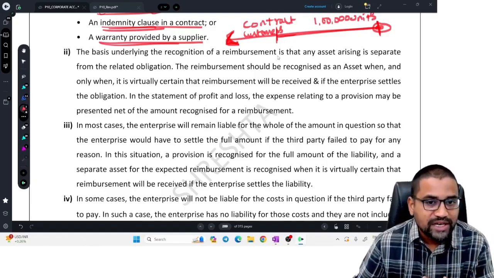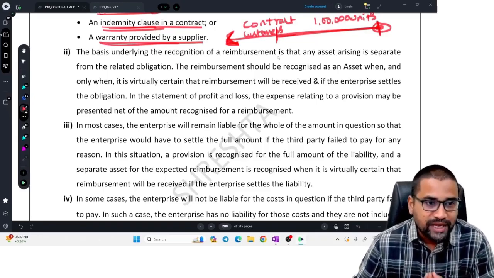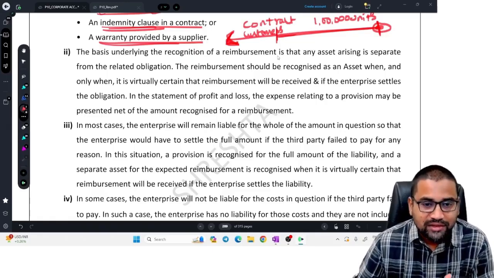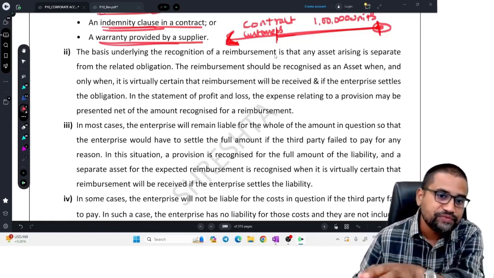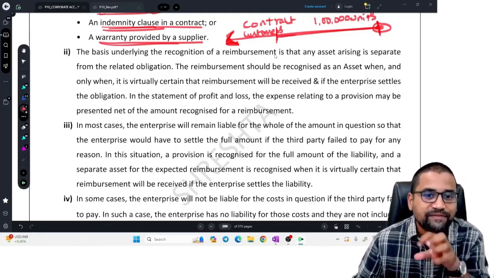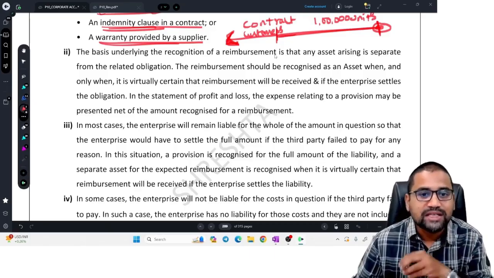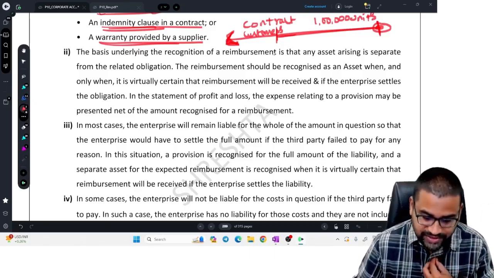Similarly, a company enters a contract with an indemnity clause, or similarly a warranty. As a supplier we may give a warranty, or as a dealer we may get a warranty from the supplier. Now whenever we sell goods to a customer, if there are any defects, the customer will ask us for the amount. So we will create a provision, and we will make a requisition with the manufacturer.